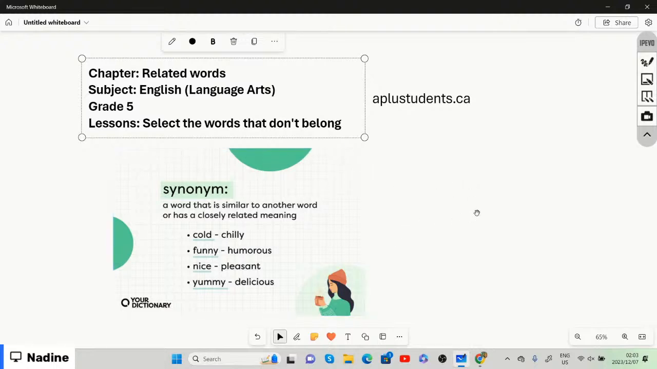All right, so when it comes to related words, a word that is similar to another word or has a closely related meaning, we call those related words. If we hear the word related, it is something that is either close or similar to one another.